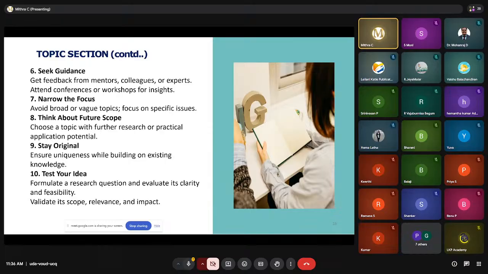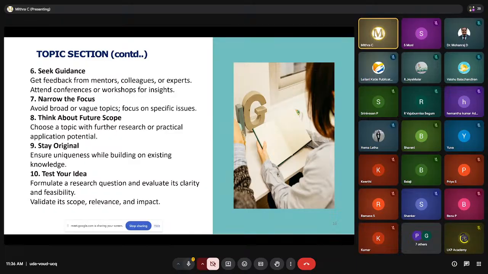And next, whatever we are choosing, you have to analyze whether the future scope is there, whether the future scope will help us. If you take artificial intelligence, we are very much aware that it will sustain for the next 5 to 6 years and above. So in that way, you need to choose it. Next one is originality. It is always appreciable when you have novelty in your work. And we have to test our idea, like formulating the research questions. These are all the basic things that we can do to choose a good topic.